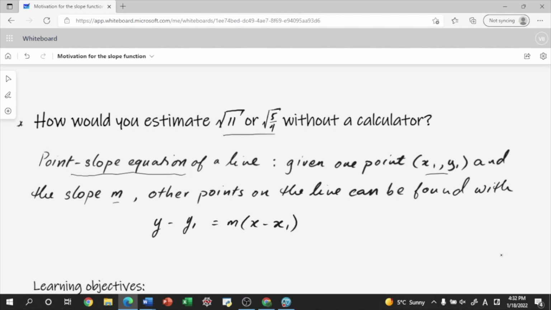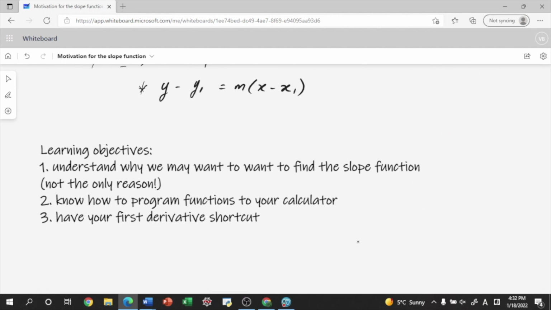So you should already be familiar with this, and this is about as difficult as this class is going to get. By examining the question that we have at the top of the page, what I hope you get out of this lesson is an understanding of why we may want to find the slope function, but I do want to emphasize that this is not going to be the only reason that we may want to find the slope function of a function. I'm also going to show you how to program functions into your calculators, which you may or may not already know, and you're going to have your first derivative shortcut. However, we will not put a box around it yet because we still need to do a little bit more work on it before we're ready to do so.